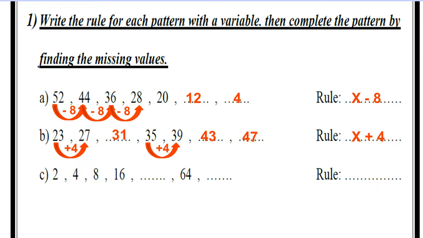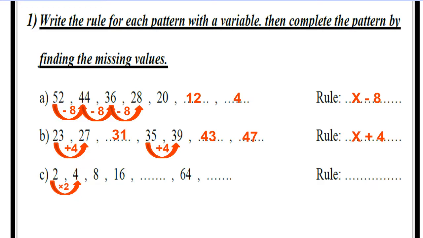Now in letter C: 2, 4, 8, 16, 64 dots. And I want to know the rule. Here, 2 will be 4, 4 will be 8, 8 will be 16. We know here it's the 2 times table, so we will multiply by 2 each time. So the rule here is times 2.